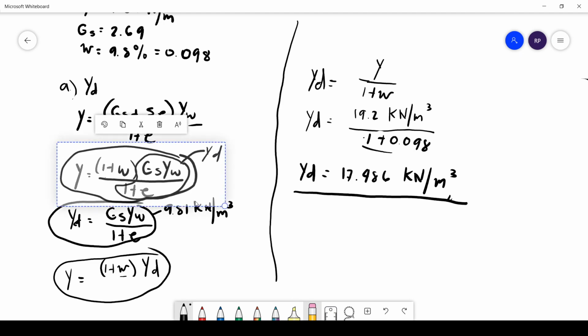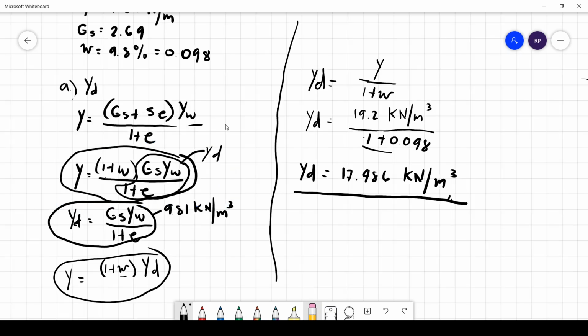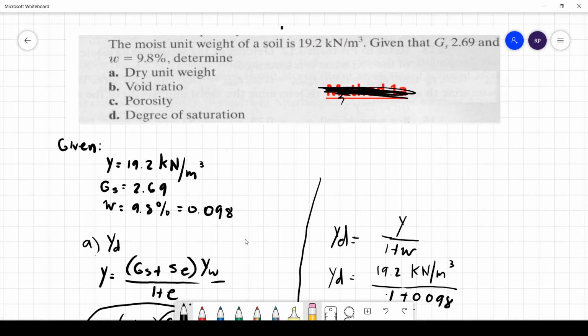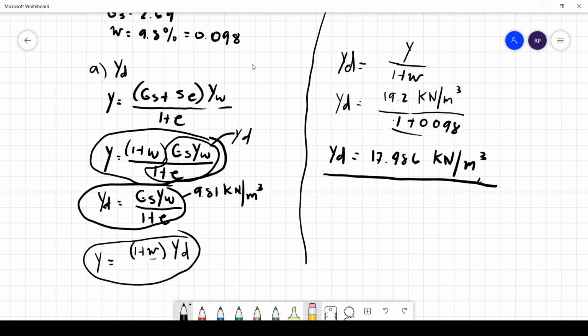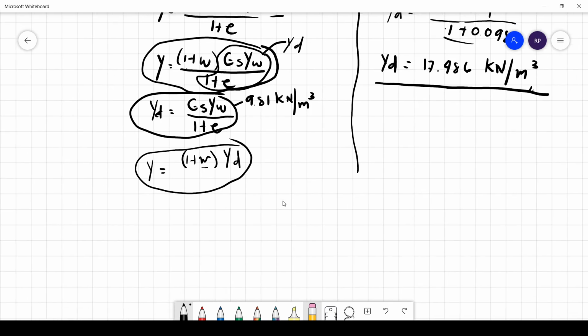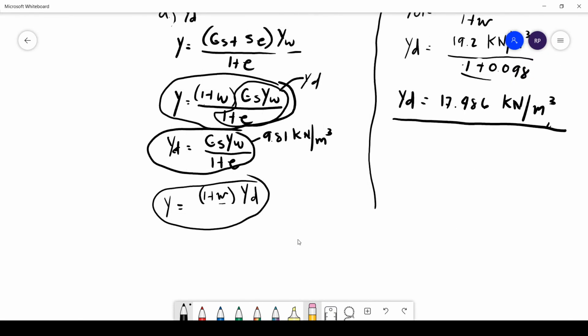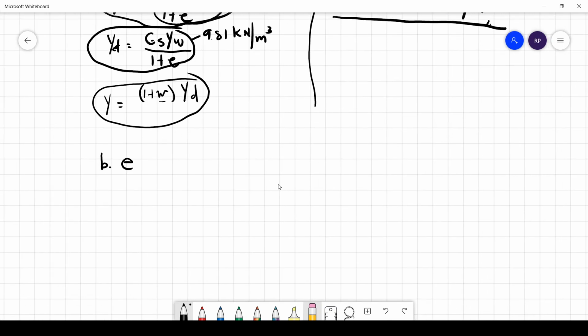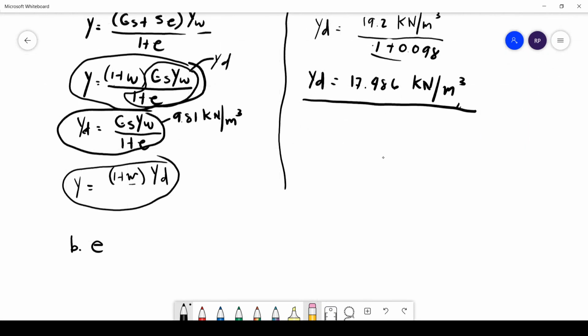We move on to the next unknown, which is letter B, the void ratio. Habang tumatagal, pag na-master nyo na lahat ng equations, madali na lang to. So, letter B is the void ratio, which is e. Also, after solving your dry unit weight, magiging given na rin siya.